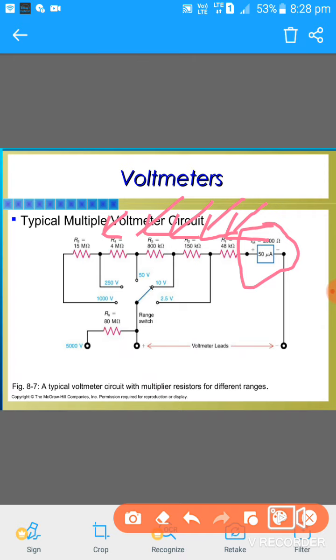There are different resistances. R1 produces the 2.5 volt range, R2 produces the 10 volt range, R3 produces the 50 volt range, R4 produces the 250 volt range, and R5 produces the 1000 volt range. And one resistance is used here as a switch. This is the connection indicated, right student. I hope you will try to understand.